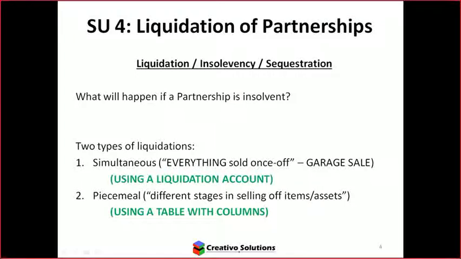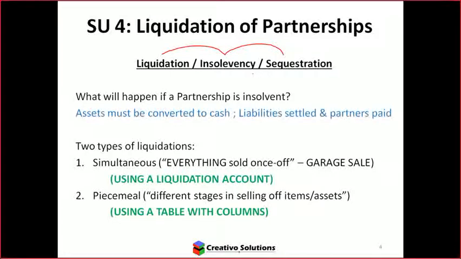Okay. So when looking at this specifically, liquidation, solvency, and sequestration. Remember, it could be any of those three. They all mean the same thing. What do they mean? Sell assets and pay the liabilities. And what's left goes to who? The partners. The partners, exactly. So always remember this. NB. Liabilities always before partners. Always. Because of what? Unlimited liability. That's the key.